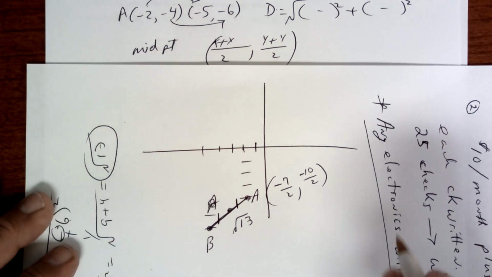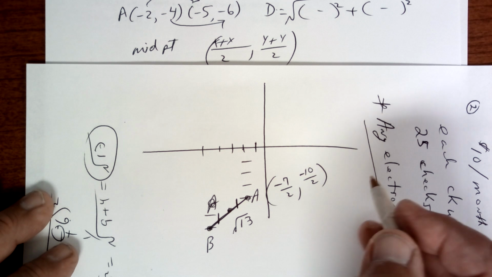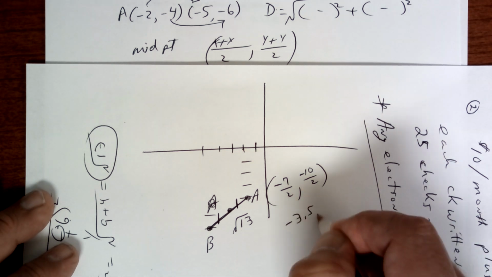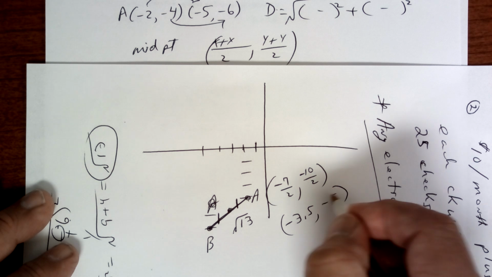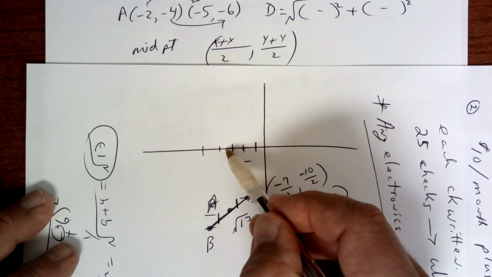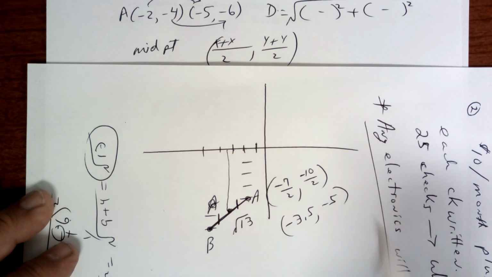So the answer here, we're going to watch a video on this. This is going to be a -3.5 and a -5. So it should be a -3, 1, 2, 3.5, and then down 5. And it sure looks like a midpoint.